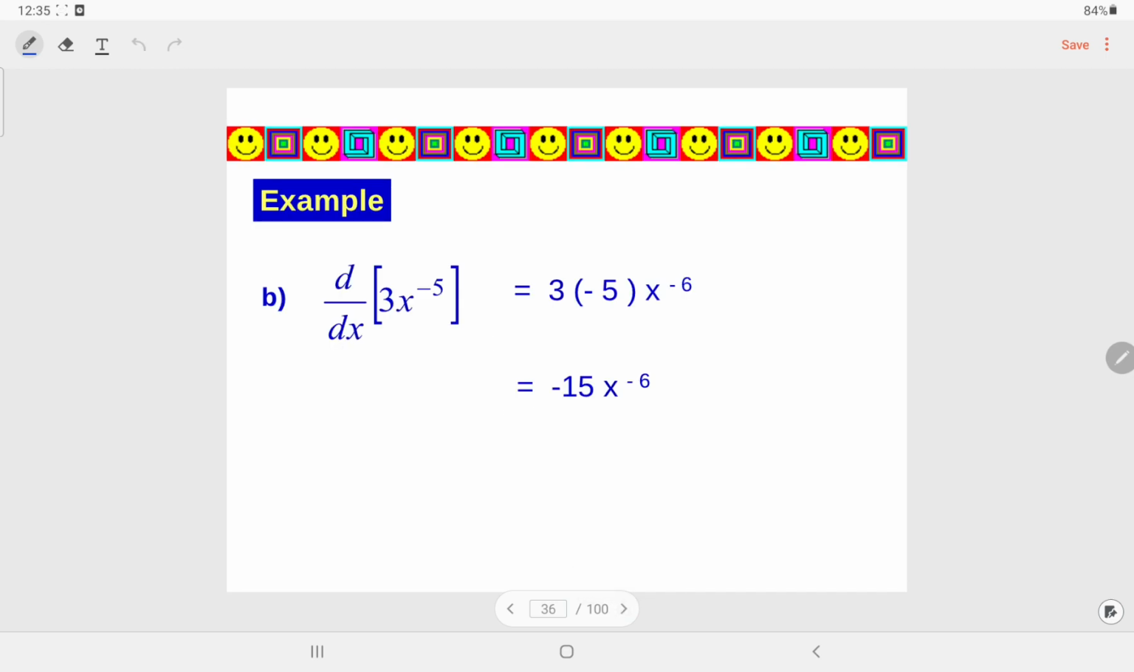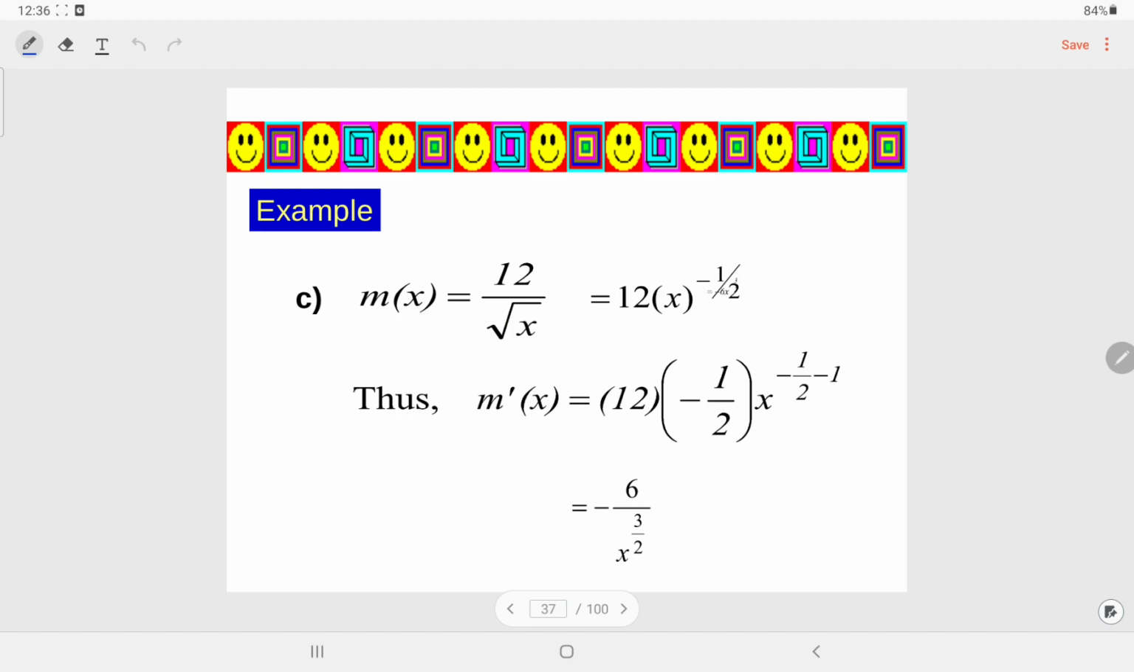Okay, b, differentiate 3x power of negative 5. So bring down here 3 times negative 5, and then negative 5 minus 1, so we get negative 6. Negative 15 x power of negative 6.